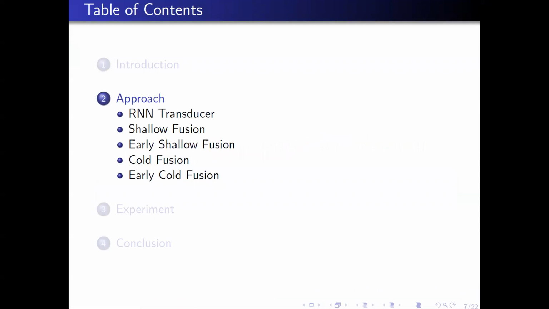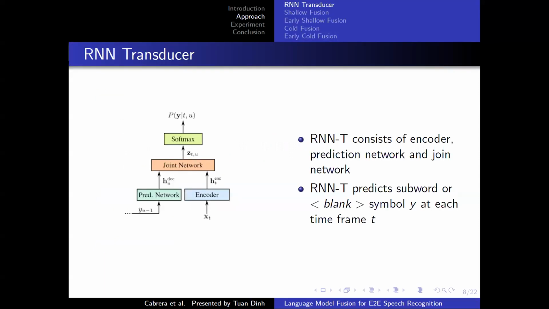In this section, we review the RNN transducer model, two existing fusion approaches, and two fusion approaches proposed in this paper. An RNN-T model consists of an encoder, a prediction network, and a joint network. This model predicts a subword or blank symbol at each time frame t.